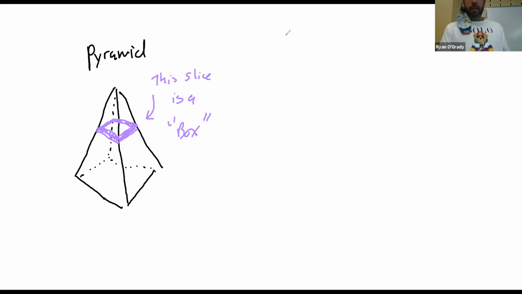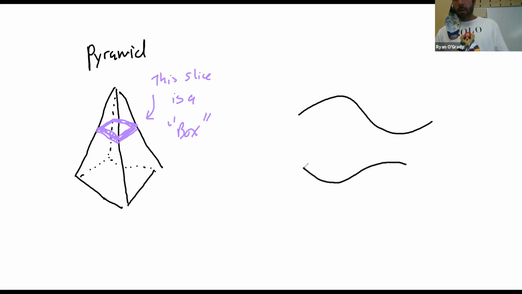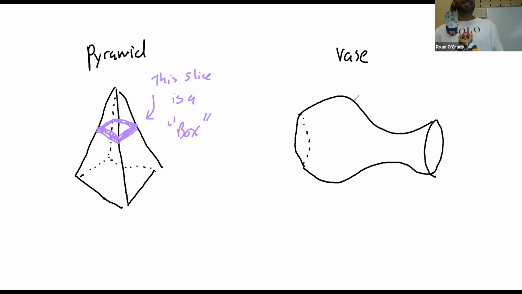All right, now let's take some other shape. Maybe I have some weird thing. It looks like this. Maybe like I take a vase. You ever have a vase with flowers in it and stuff? Maybe this is some sort of vase. A vase, as they say.